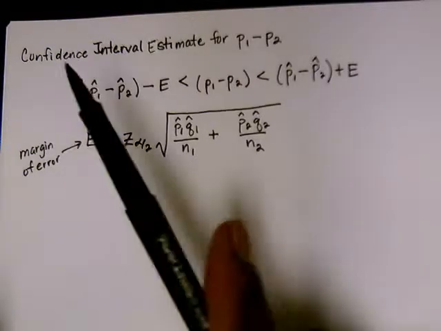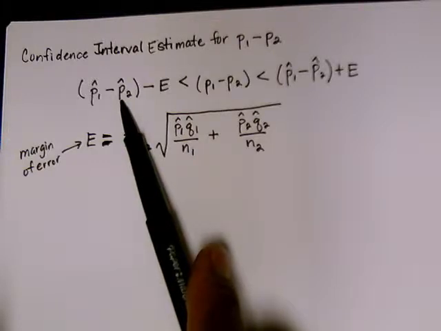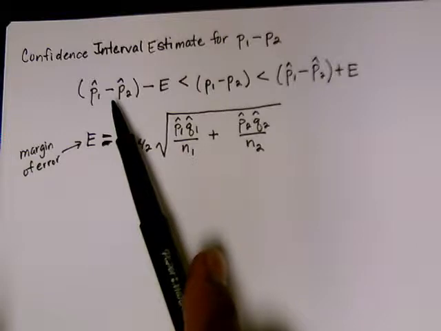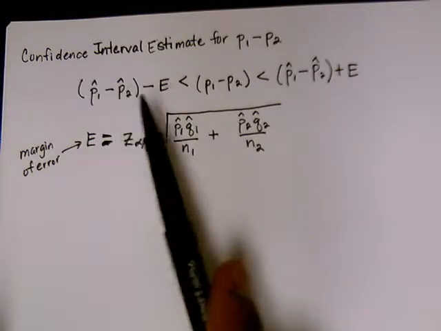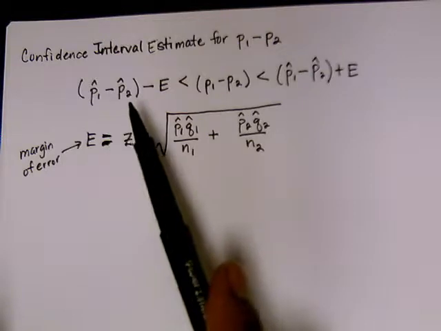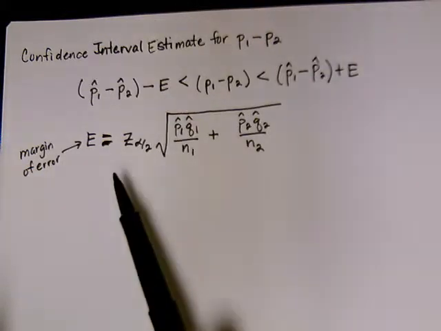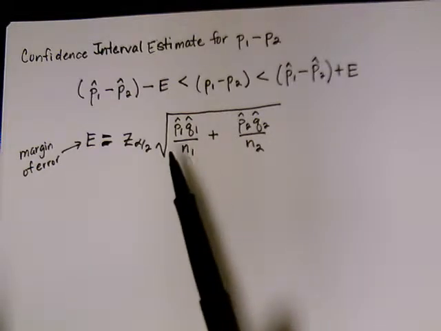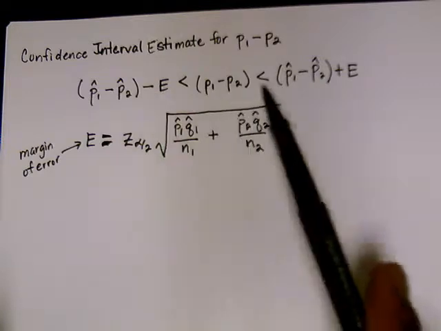Okay, so you first have to find out what P1 hat is going to be and P2 hat is going to be, because those won't be given to you directly, because you might be given the number of successes for each sample and the sample size for each sample. Okay, so you have to do X divided by N for P1 hat and P2 hat. And then your margin of error, you'll use this formula here. Once that's done, you'll substitute those values into this interval here.